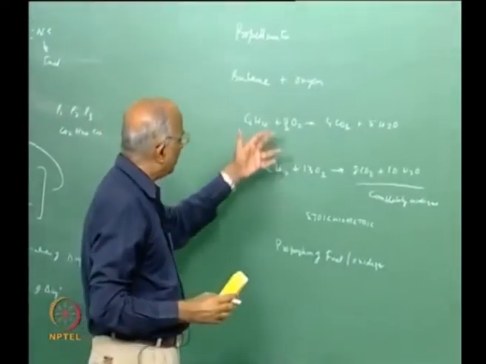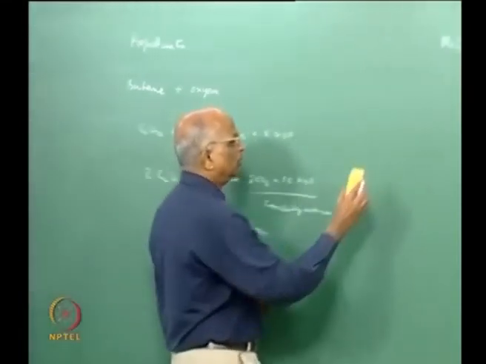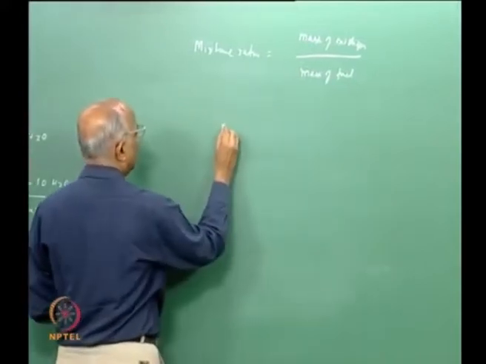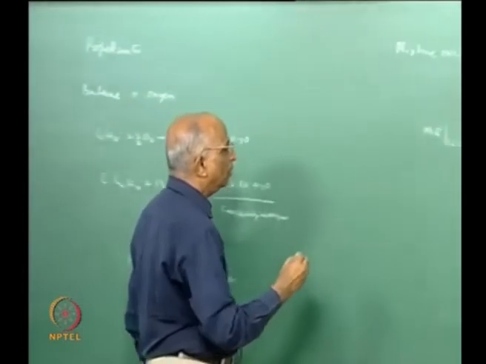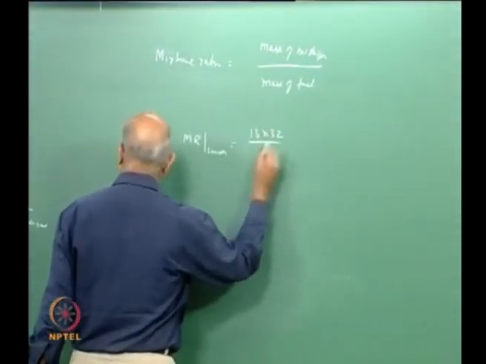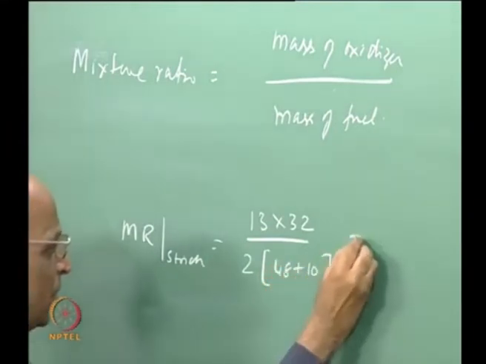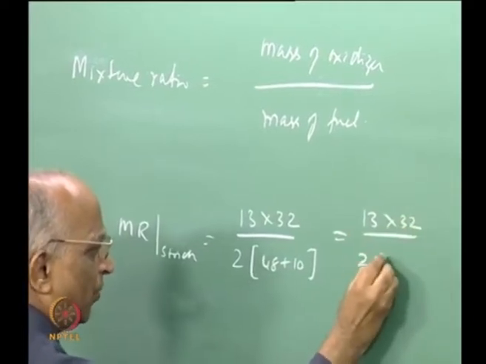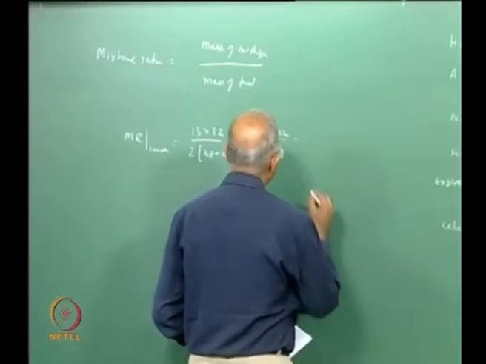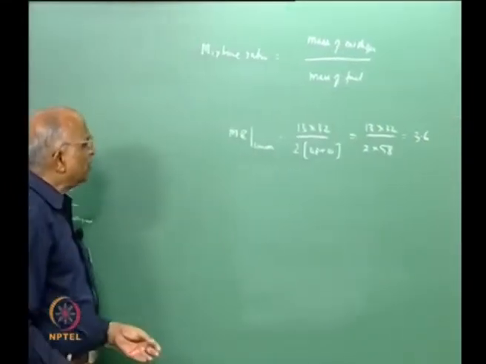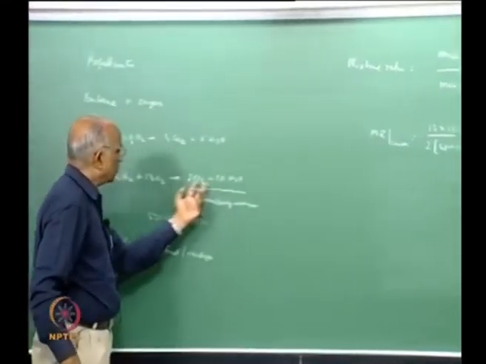Let us illustrate it. I deliberately took this example. If I want to find out the mixture ratio of this stoichiometric reaction, let us put it down. Mixture ratio for stoichiometric combustion of butane with oxygen is equal to mass of oxygen, 13 into 32, divided by the amount of fuel, 2 into (12 fours are 48 plus 10), which is 2 into 58. Is it all right? That is, the mixture ratio for this reaction is something like 3.6. Therefore, if I use oxygen and fuel in the proportion of about 3.6, I get completely oxidized products of combustion.